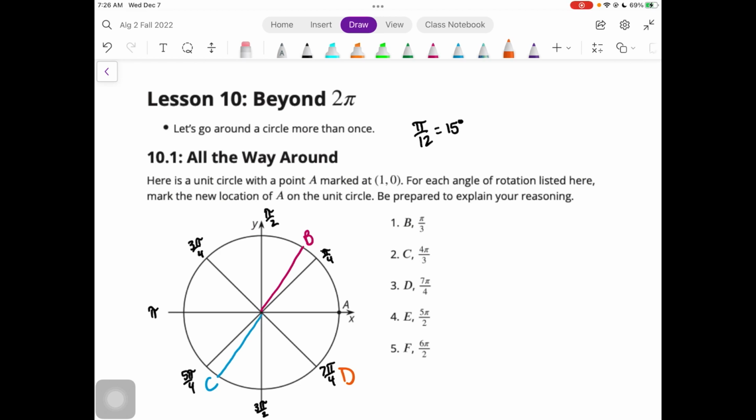So 4 is E, 5 pi over 2. Okay, so here's how we're going to find that one. So 5 pi over 2. If we go here, that's 1 pi over 2, 2 pi over 2, 3 pi over 2, 4 pi over 2, 5 pi over 2. So 5 pi over 2 is the same as pi over 2. So that one is your E. And then 6 pi over 2, you're just going to go one more pi over 2 counterclockwise, and so that would be F. So F is the same thing as pi. That's also the same thing as 3 pi, right? Which is the same value as pi.